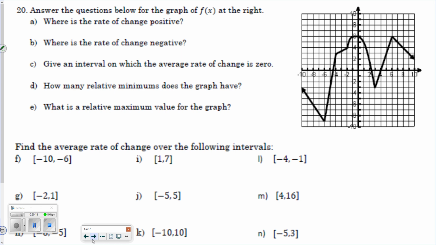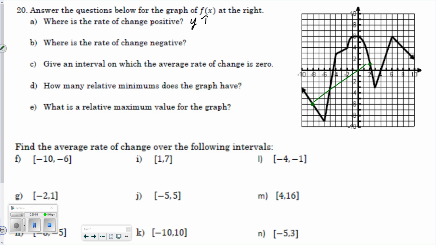Now, example 20, answer the questions below the graph of f of x at the right. Where's the rate of change positive? Rate of change is a little different than increasing or decreasing. Average rate of change is positive, we only care about the endpoints. We're asking when do the y's go up. There's a lot of cases, but I'm going to give some weird ones to make sure you understand what it means. So from -8 to 2, that rate of change is actually positive.